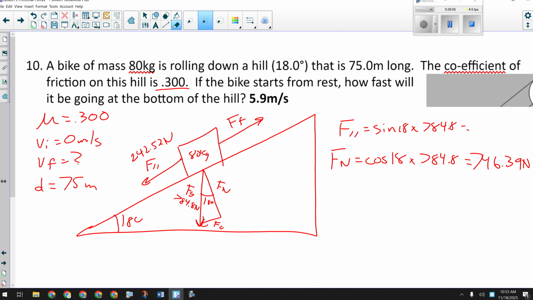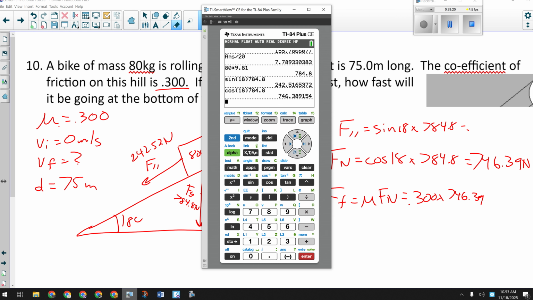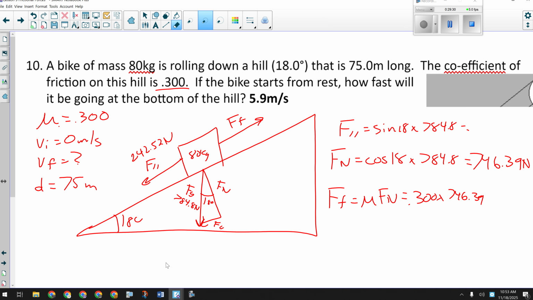Now that I've got that and mu, I can calculate the force of friction. Force of friction is mu times the normal force, so 0.300 times 746.39. So our force of friction is 223.917.